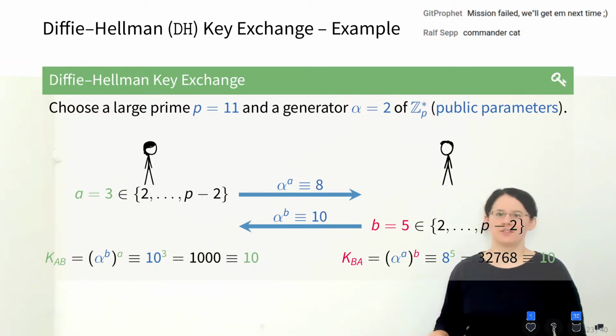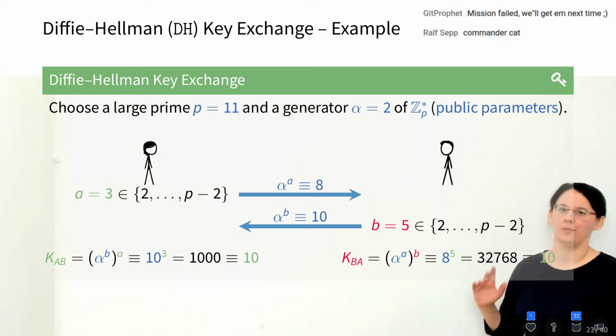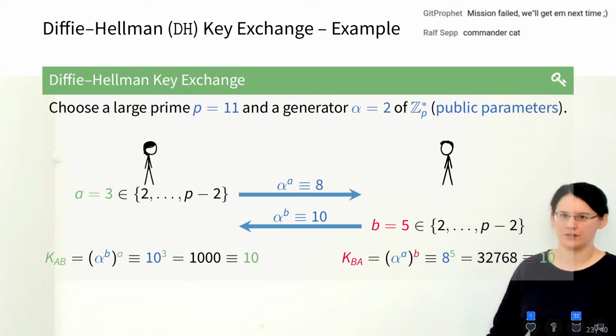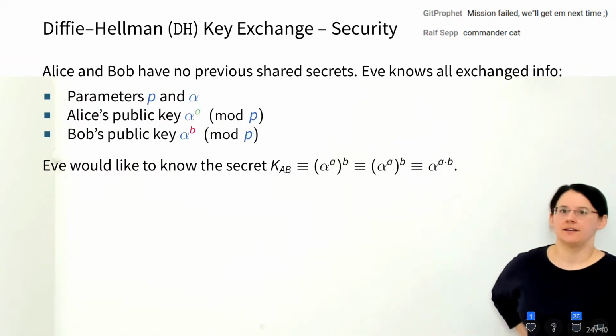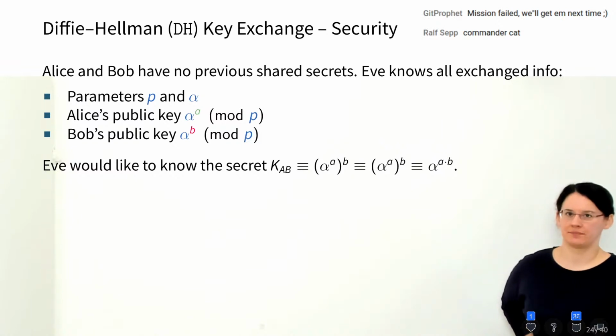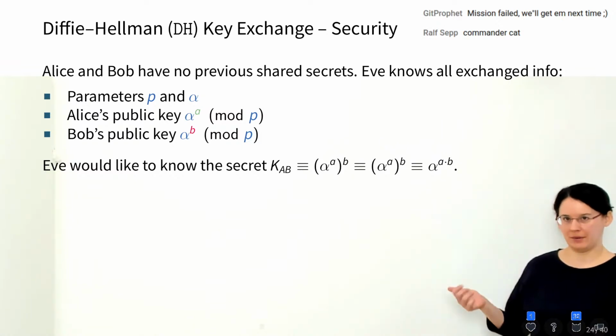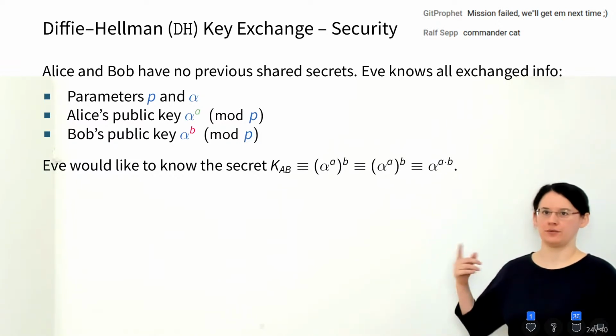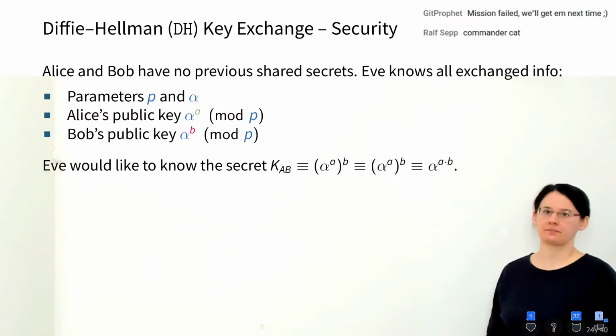Now, of course, the question is, what about the security part? Why on earth would this be secure if they send each other all those numbers? And let's first define what security actually means and what functionality also means. So to recall, we had these public parameters p and alpha, and we had the public keys alpha to the a and alpha to the b.